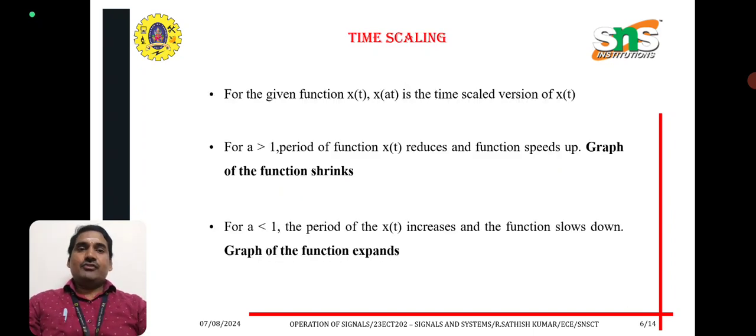Now the time scaling for the given function x of t. x of at is the time scaled version of x of t. For a greater than 1, the period of the function x of t reduces and the function speeds up. The graph of the function shrinks. For a less than 1, the period of x of t increases and the function slows down. The graph of the function expands.